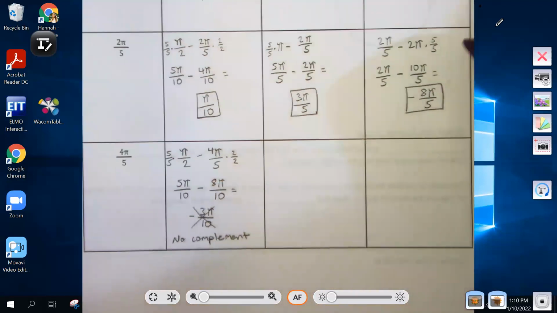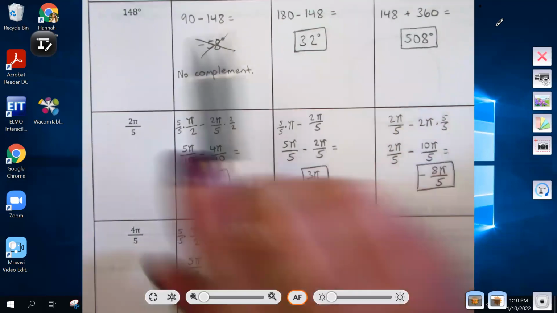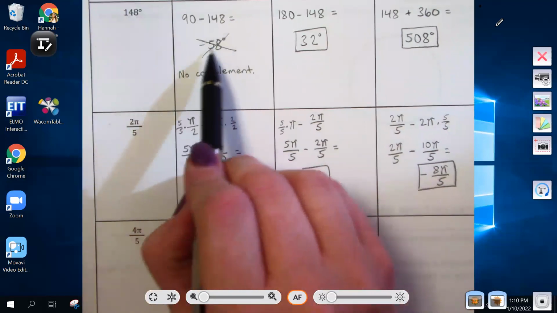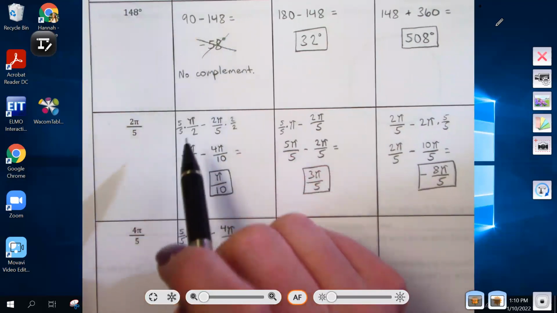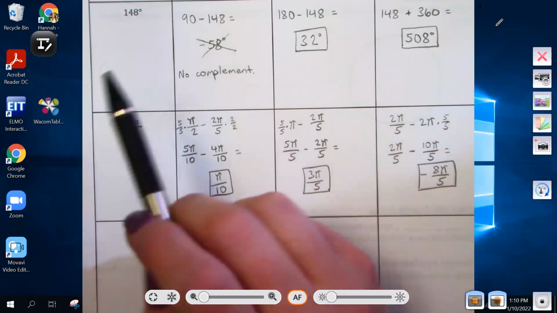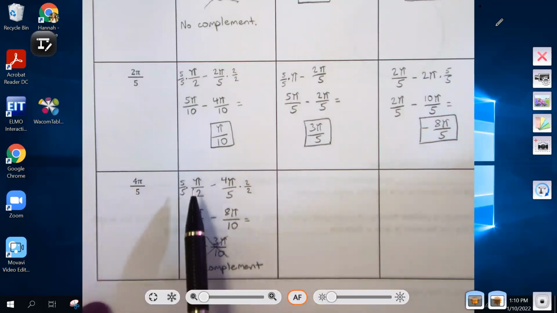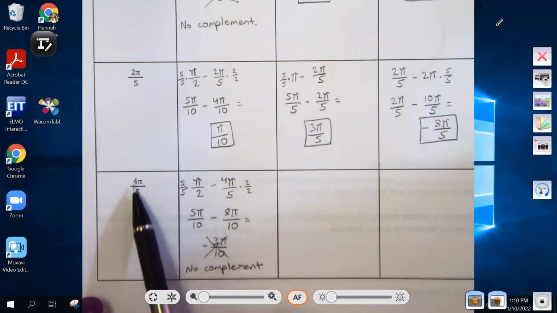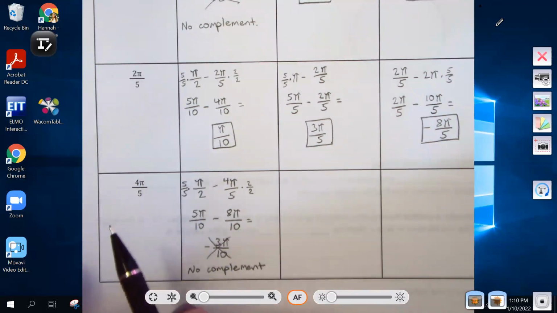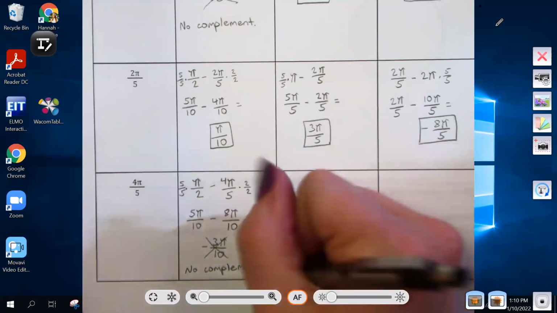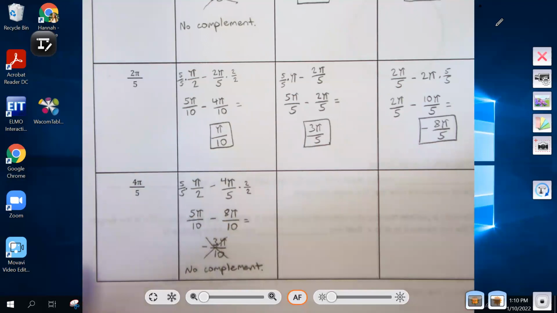So just comparing here, 148 degrees, because that's bigger than 90 degrees, we really wouldn't even have to do this work. We could just say there's no complement. If an angle measure is greater than 90 degrees, it's not going to have a complement. Same here, 4 pi over 5, if it's bigger than pi over 2, so if you look at this fraction, 4 over 5, it's pretty obvious that that's bigger than 1/2. So we could just already say no complement without really even having to do any work. And our reasoning would be because it's bigger than pi over 2.